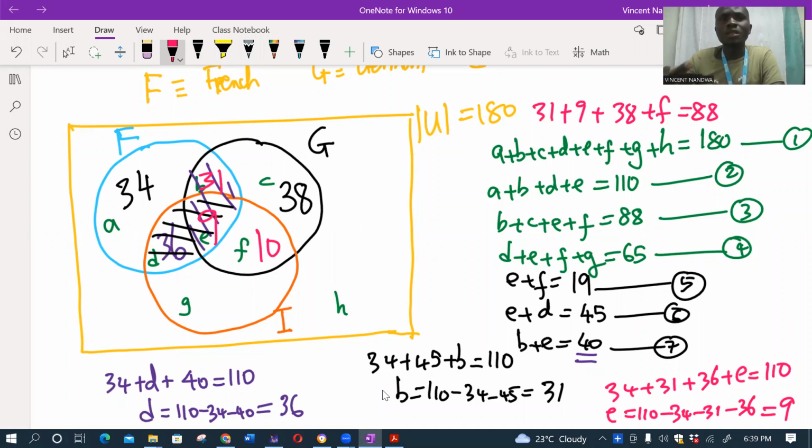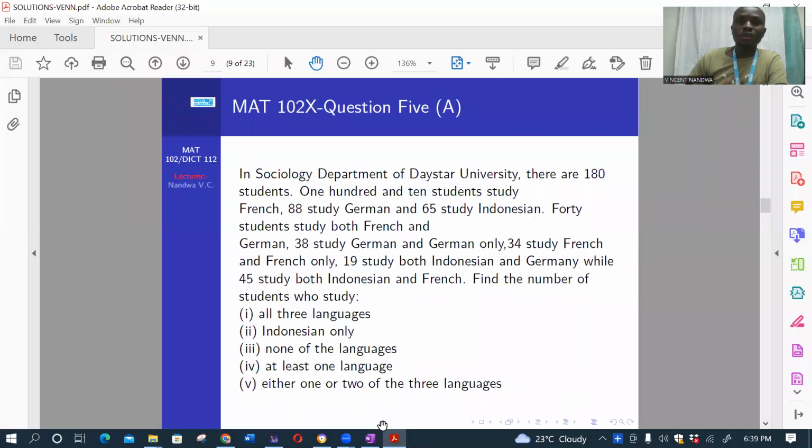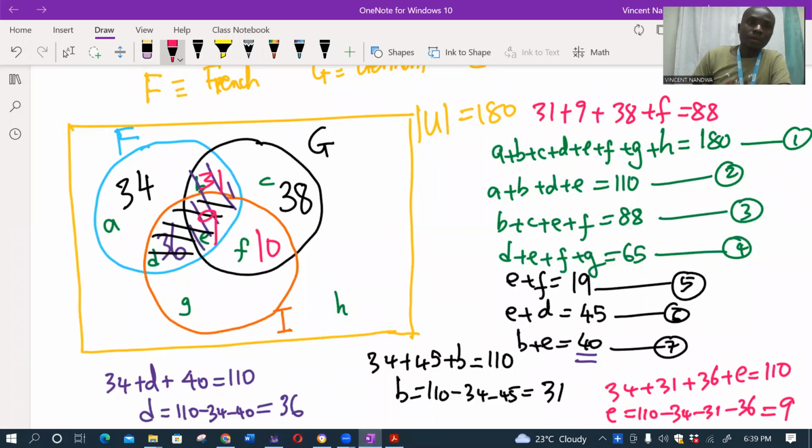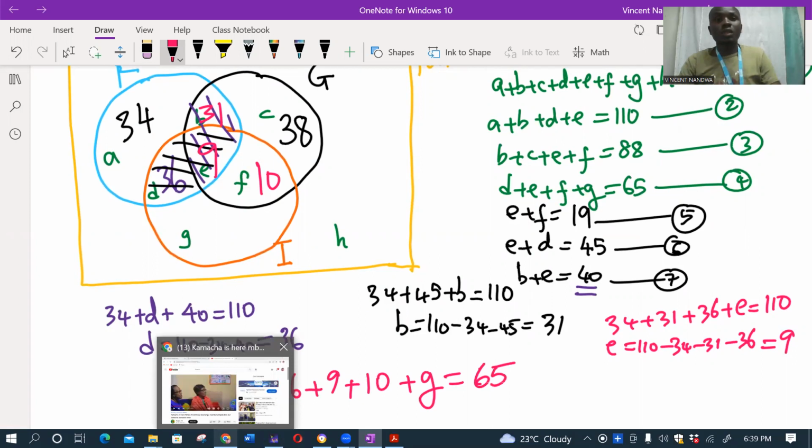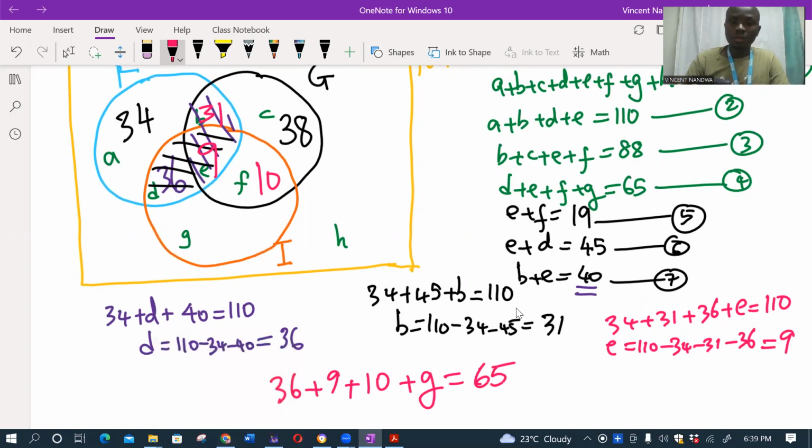Now, G becomes easy to solve because we know that the total values for those who are studying Indonesian from the question is 65. So if I take 36, which is D, plus 9, which is E, plus F, which is 10, plus G, my answer must always be 65. So 36 plus 9 plus 10 is 55. From 65, I get 10. So G is 10. So I fill here 10.